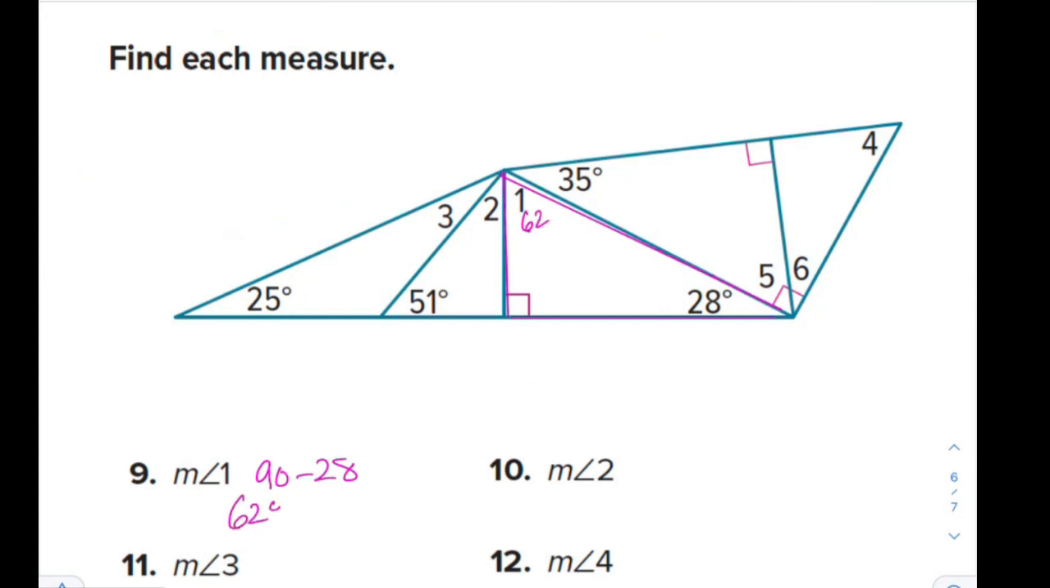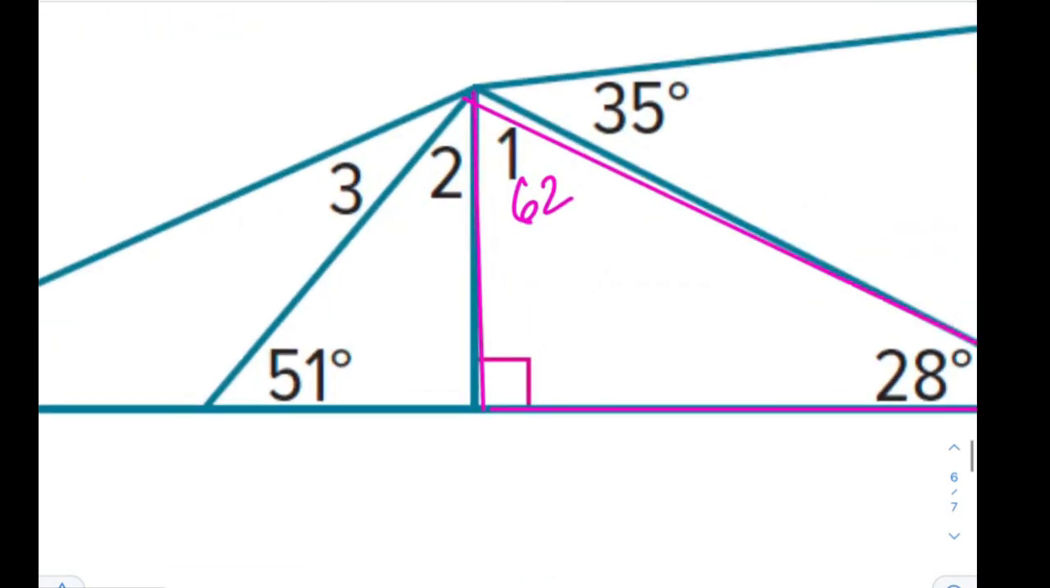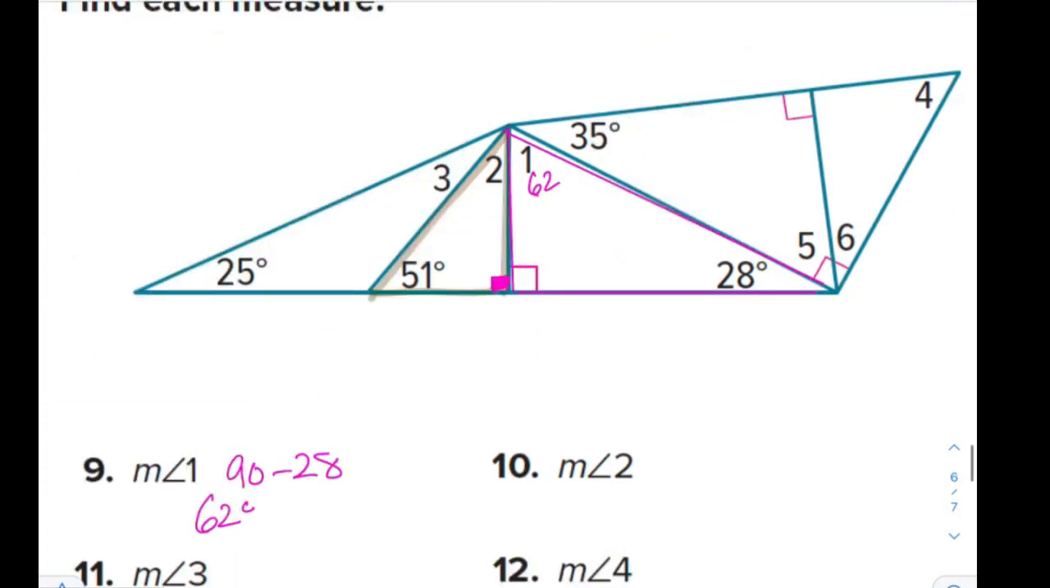We will benefit from it because we will write it on the figure. Angle 2, how much? As we said, this is a linear pair with that one. This is also 90, right? And we have here another triangle, as you see, with one right angle. So angle 2 will also be complementary with 51. So it is 90 minus 51, which is 39 degrees.